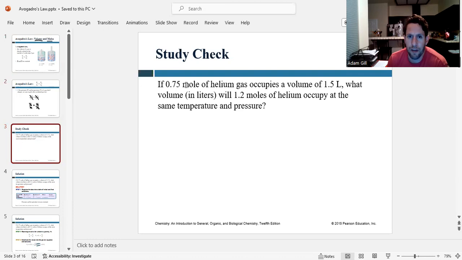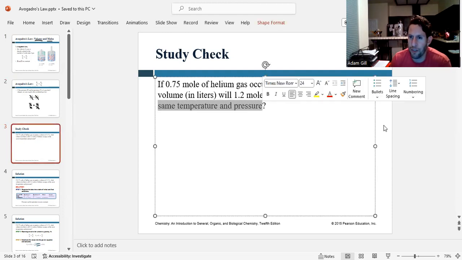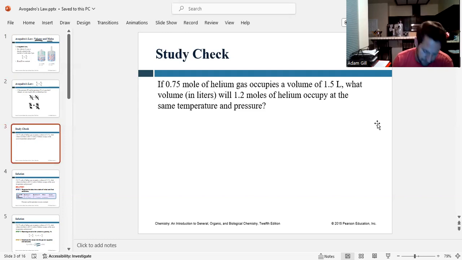If 0.75 moles of helium gas occupies a volume of 1.5 liters, what volume in liters will 1.2 moles of helium occupy at the same temperature and pressure? So because temperature and pressure are not changing, we'll use Avogadro's law. V1 over N1, excuse me, equals V2 over N2.